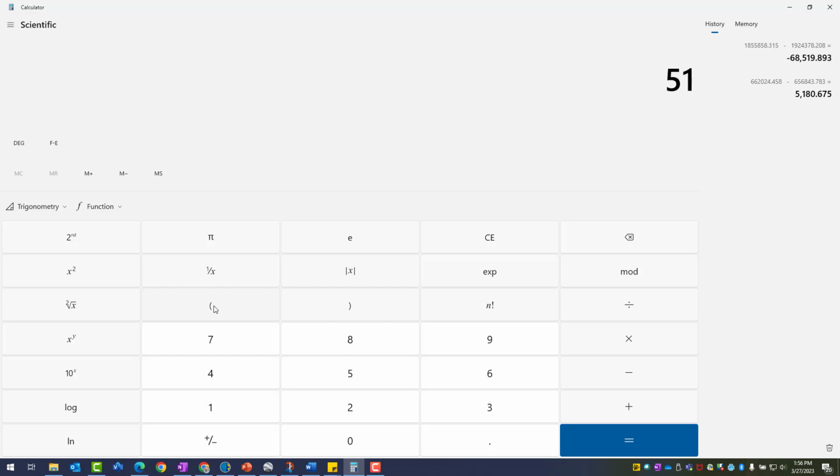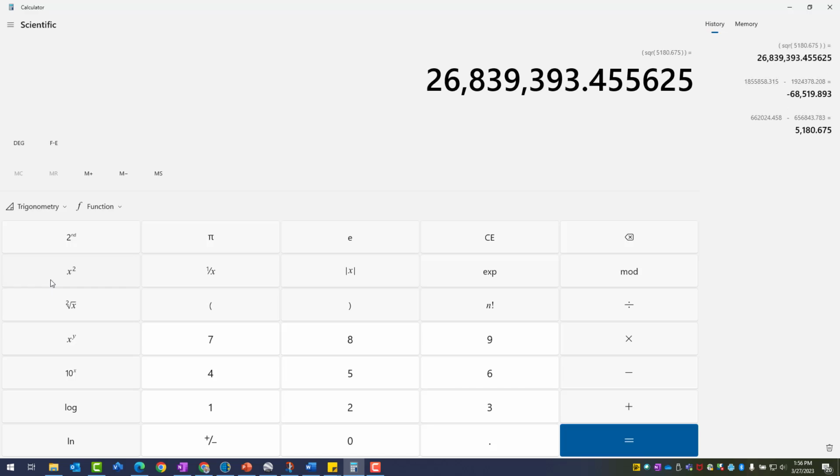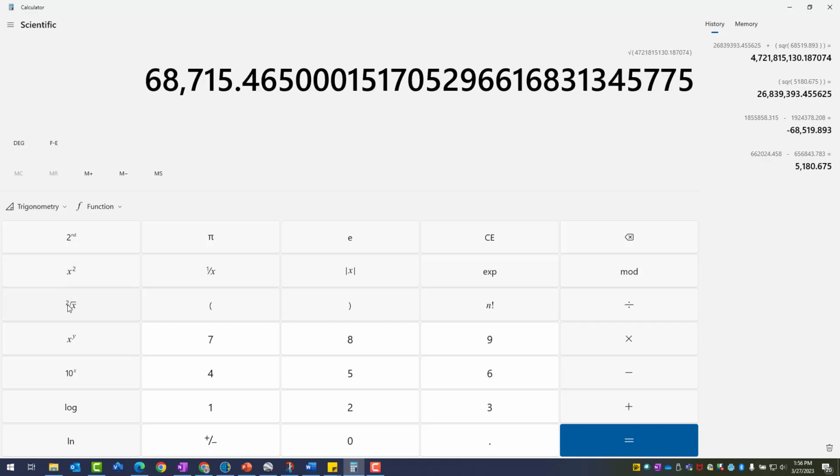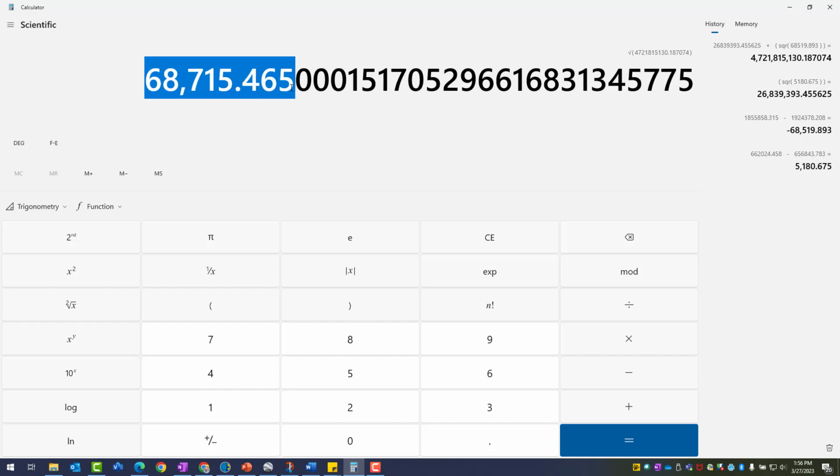So I'm going to use parentheses, 5180.675, and I'm going to square that. Enter. And then I'm going to add that to 68,519.893 squared. Enter. And square root it. And I get 68,715.465. That's down to the millimeter.